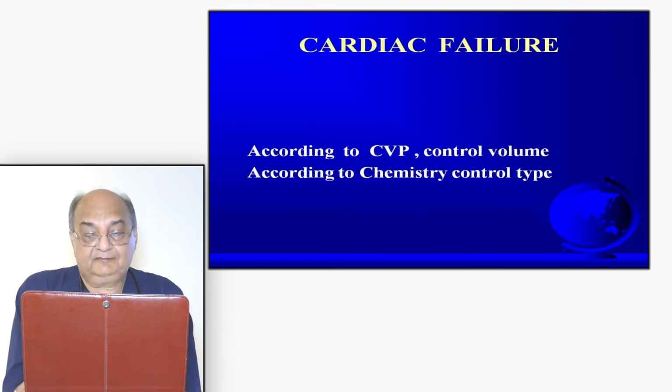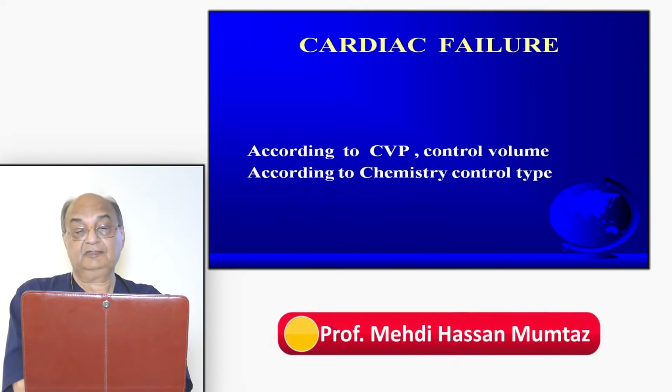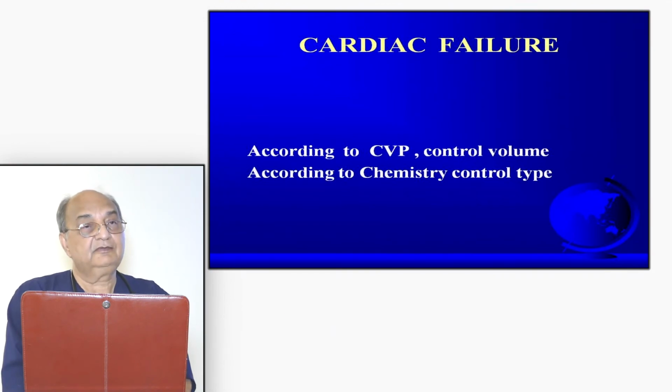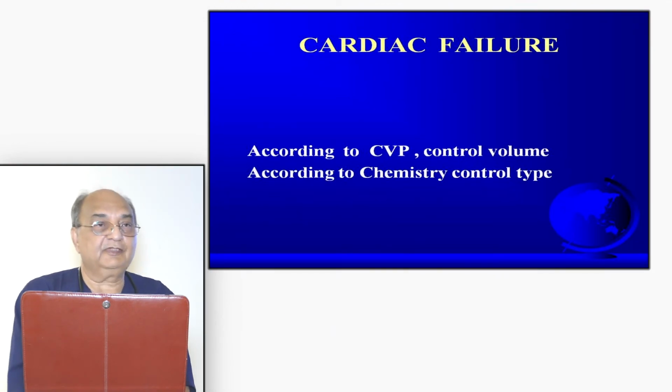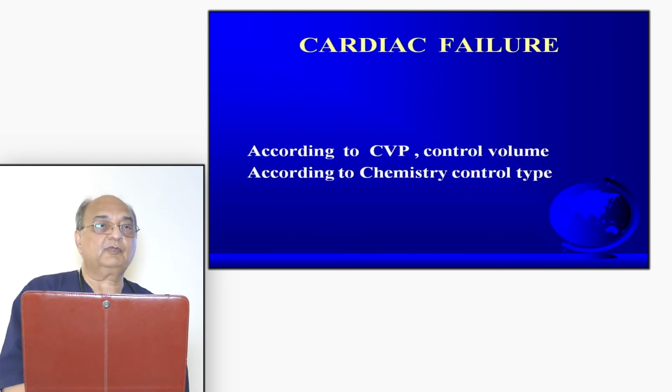Cardiac failure: you give fluid according to CVP, control the volume according to CVP, and control the type of fluid according to the chemistry also. It is just a simple thing. Put a CVP catheter in and see what the pressure is. Accordingly, you give fluid, and the type of fluid again depends on the electrolyte concentration.